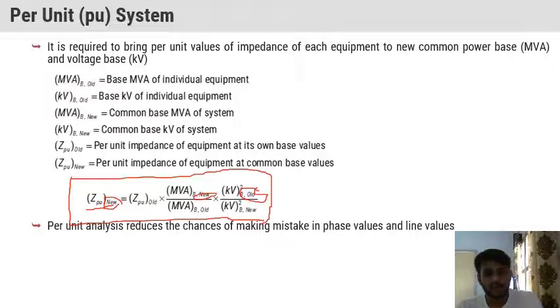Per unit analysis reduces the chance of making mistakes in phase values and line values. You will see that in the per unit system, we don't need to convert the phase value into line values. As in a real system or with actual values, we have to convert the voltages and currents from phase value to line value if we want to calculate for the star or delta connection. But in the per unit system, we don't need to convert the phase value into line values. Okay, so this is some good factor about the per unit system.